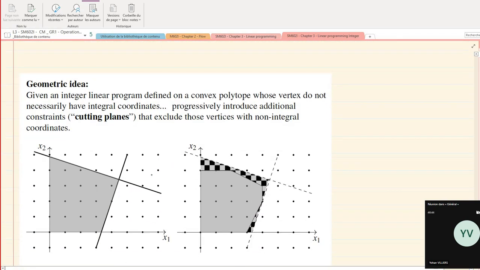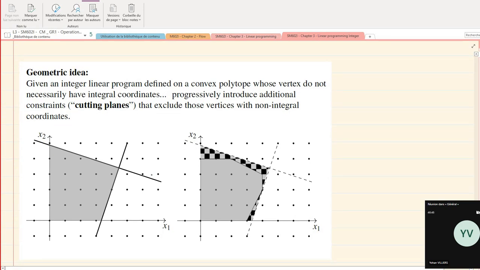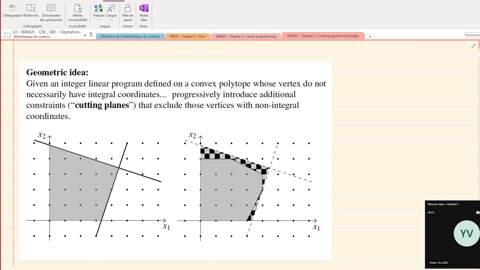So I go back to the geometric idea I explained before. In fact, if the gray area here is your domain, you can notice immediately that... Oh, what can I draw? I'm not able to draw. Why not?